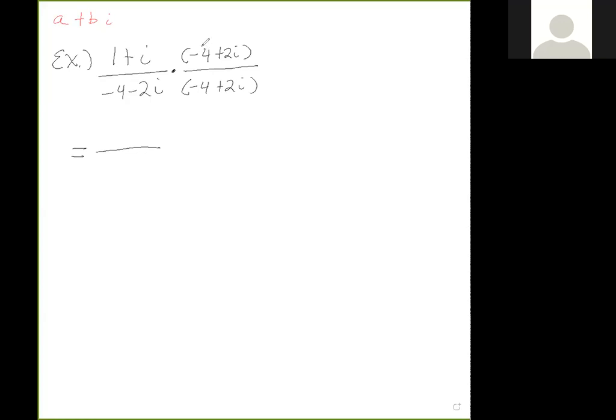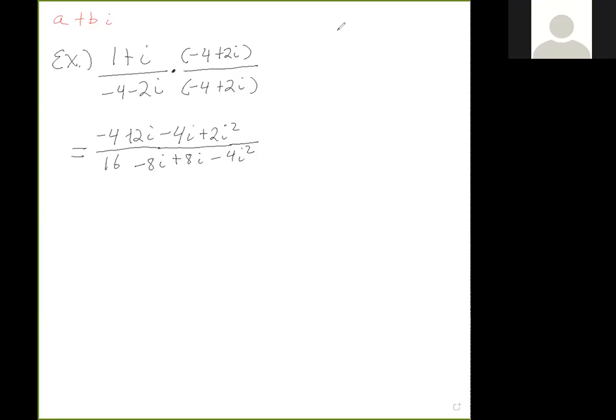So it'll be 1 times negative 4 and 1 times 2i. So I have negative 4 plus 2i. And then I have i times negative 4, so negative 4i, and i times 2i, so plus 2i squared. All right, what happens with the denominator? Negative 4 times negative 4 is positive 16. Negative 4 times 2 is negative 8, and we have the i there. Negative 2 times negative 4 plus 8, so that's plus 8i. And then negative 2 times 2 is negative 4, and then we'd have i squared.